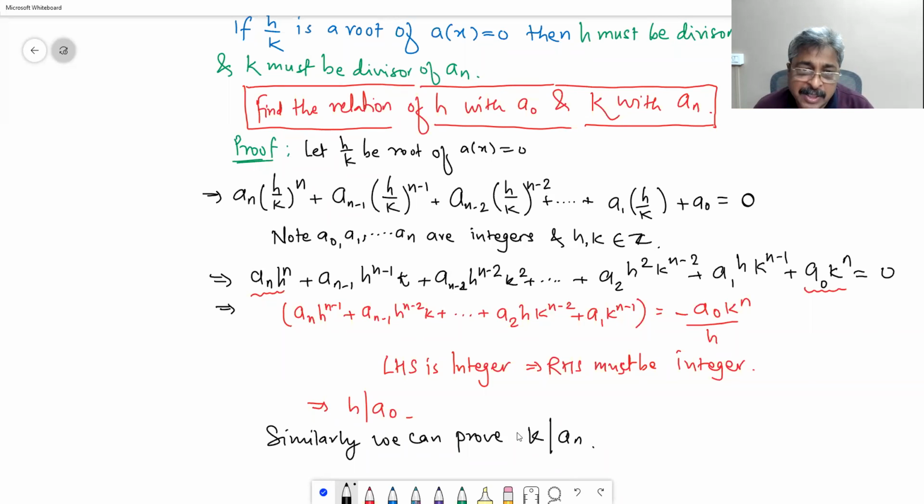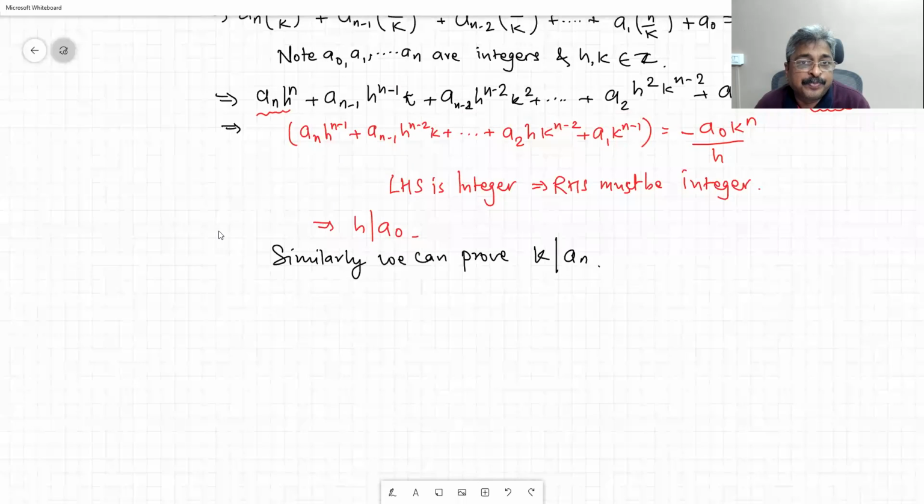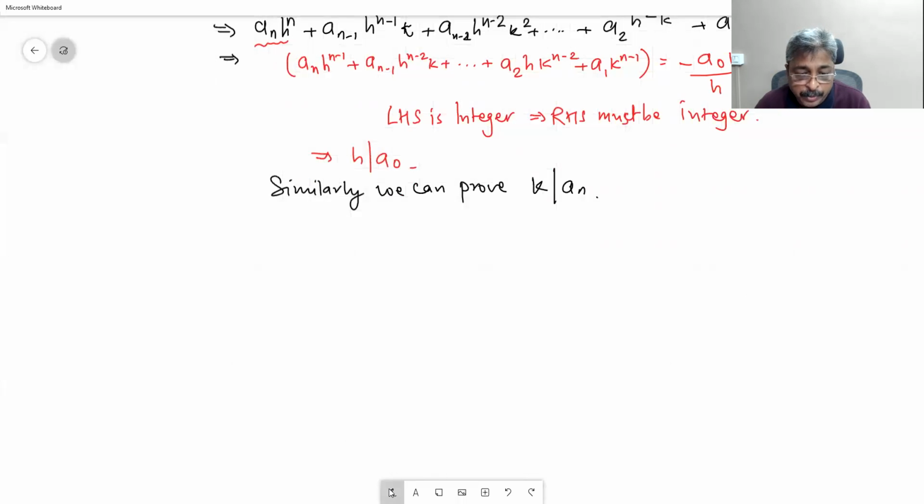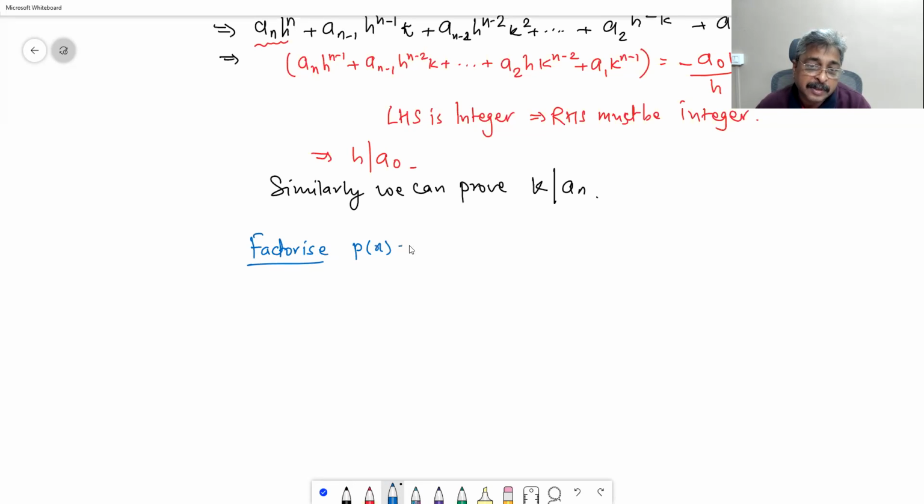Now, this is the theory. What is the application? Before that, let me tell you a story. Now let me give you a problem. The problem is to factorize P of x, where P of x is equal to 3x cube minus 10x square minus 18x plus 7. Okay.